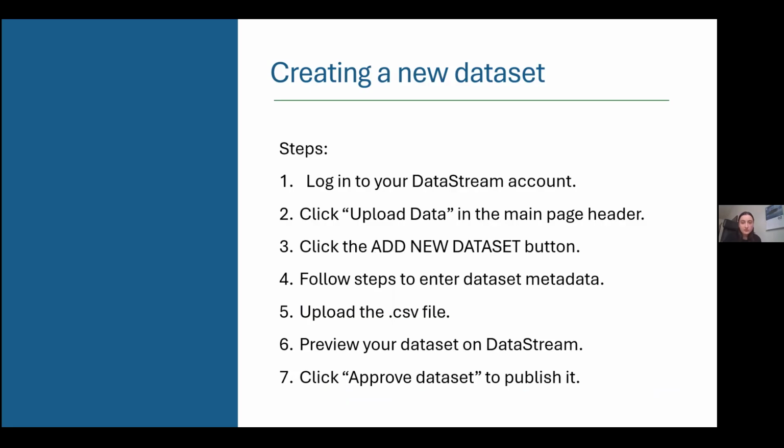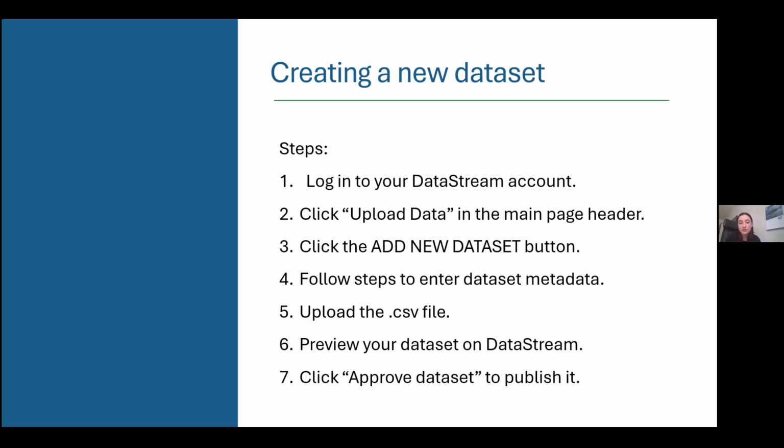So here are the steps for reference for creating a new data set. Just briefly, you'll essentially log into your account. You'll click the Upload Data tab on the top of the page, and you'll click the Add New Dataset button. From here, you can fill out this metadata form and then upload your CSV file, which contains your data.